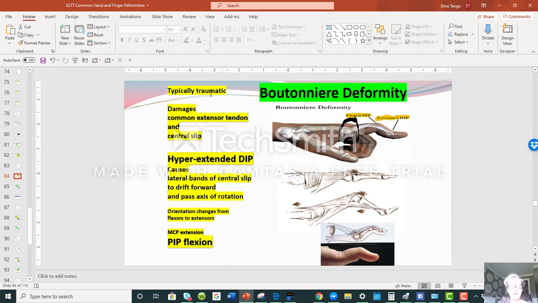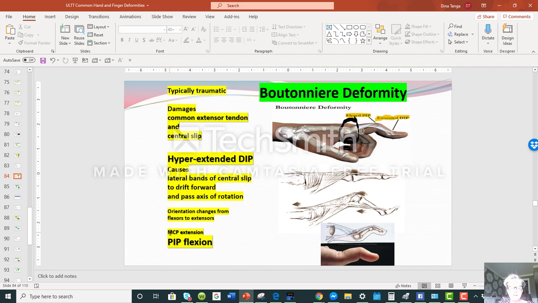So typically traumatic, common extensor tendon damage and the central slip, hyperextended DIP, distal interphalangeal. So here it is hyperextended. See that hyperextension? Causes lateral bands of central slip to drift forward and past axis of rotation. Looky here. I like that picture. Orientation changes from flexors to extensors.